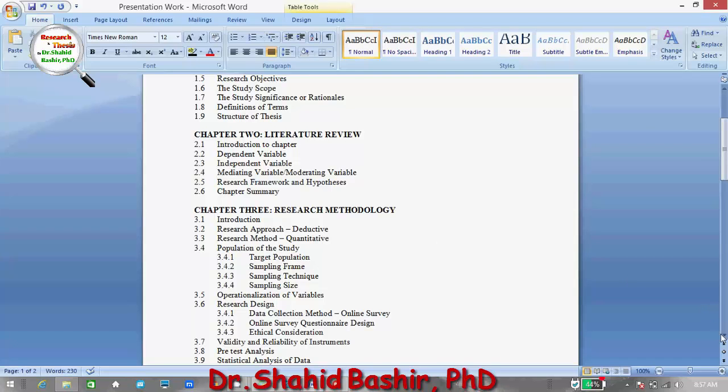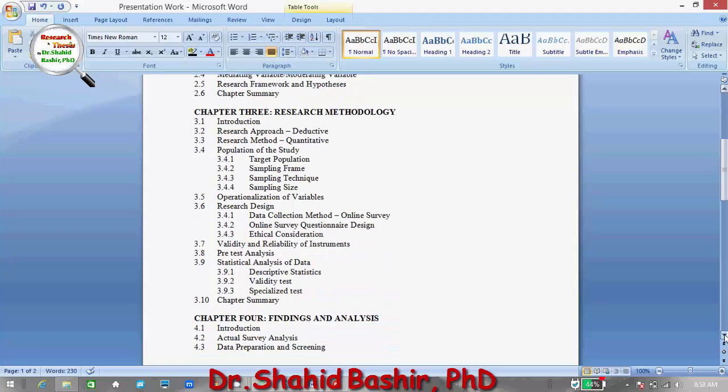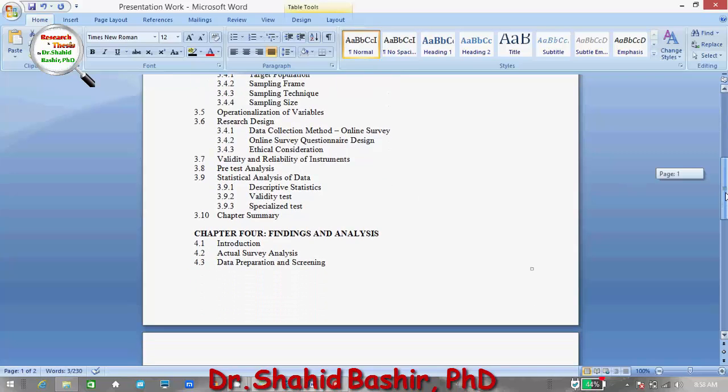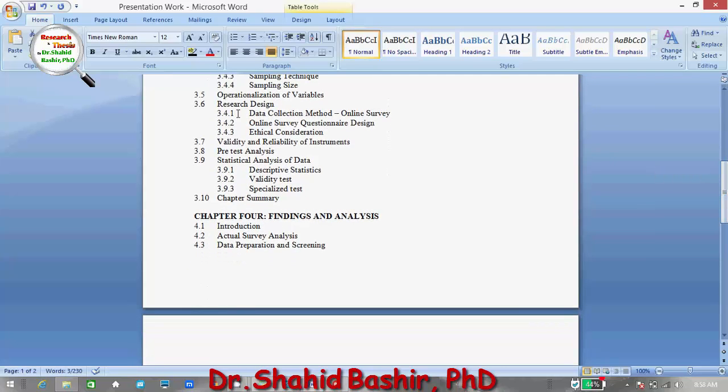So under the research methodology, we have research approach. In quantitative, we usually have the deductive approach to be used, and then research method, that is of course quantitative. The population of the study, this will contain the target population, sample frame, sampling technique, sample size, and then we have operationalization of the variables and research design containing data collection method.